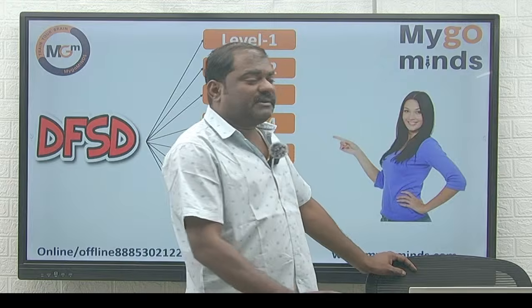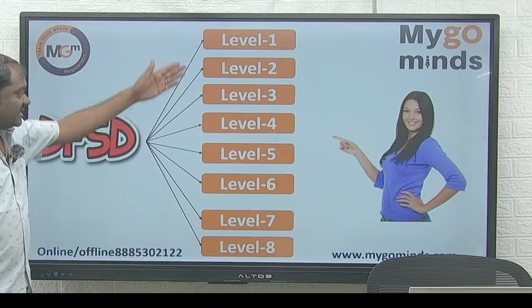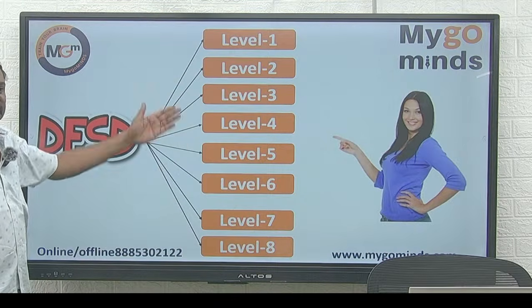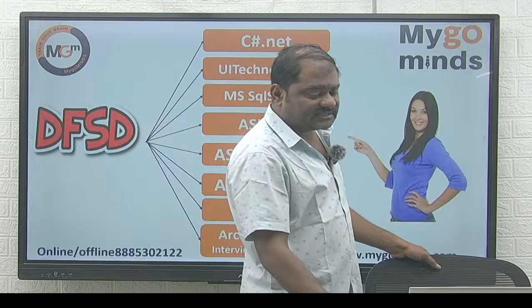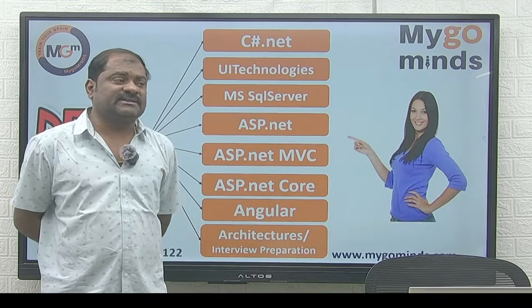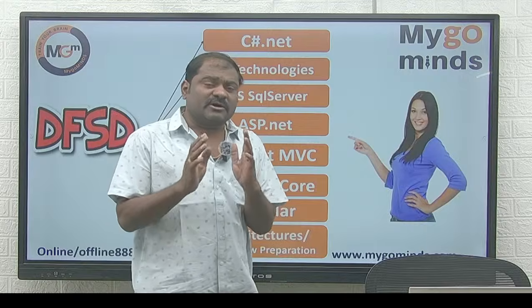If you want to become a full stack .NET developer, we divide the total .NET syllabus into 8 levels, Level 1 to Level 8. First, you have to start learning what? C#. C# is a programming language. Programming language is very, very important.